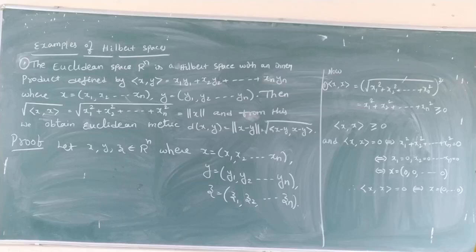Next, the second property of the inner product space is the inner product of x plus y comma z. We have to show that the inner product of x plus y comma z is equal to the inner product of x comma z plus the inner product of y comma z.